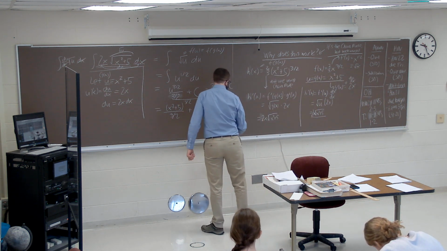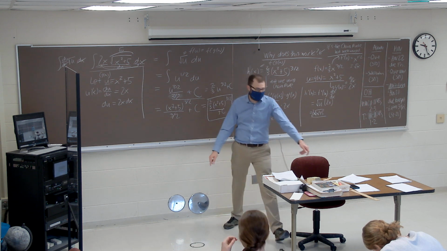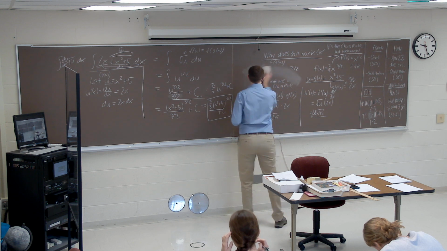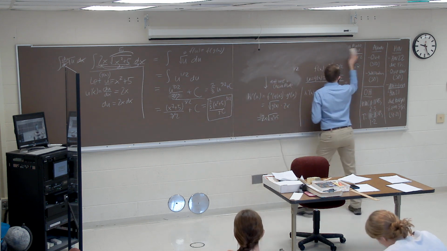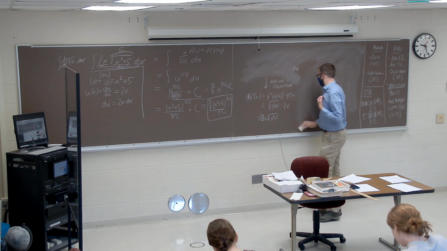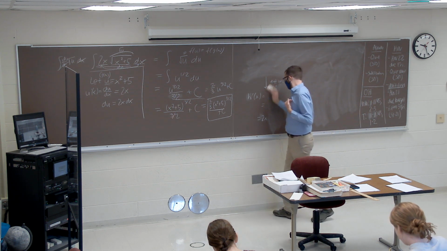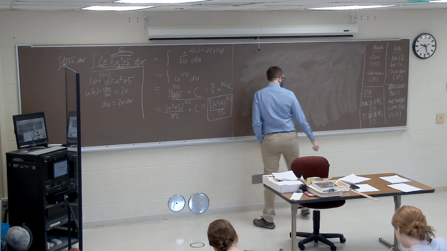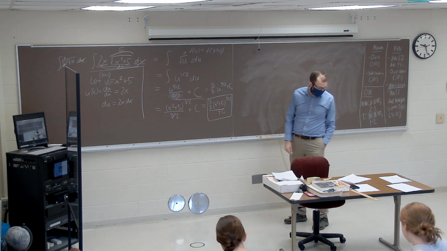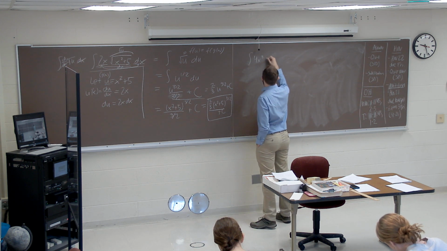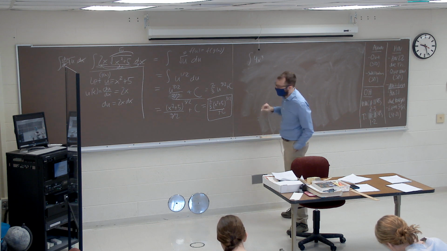So I know you all are huge fans of trig functions. Let's do an example where we toss in a trig. Let's see what would happen if we tried to do the integral of 4x cubed times cosine of x to the 4th.